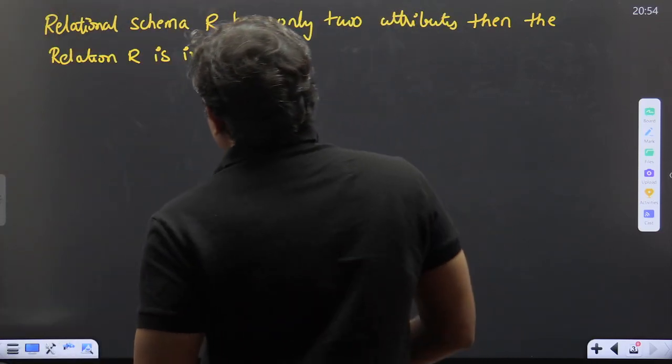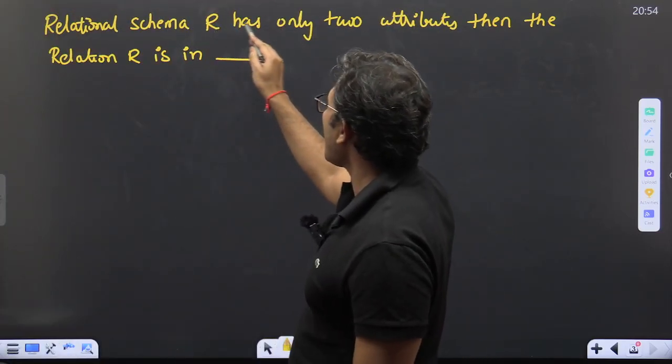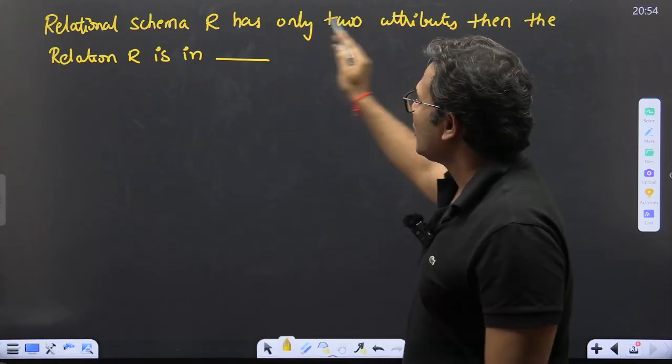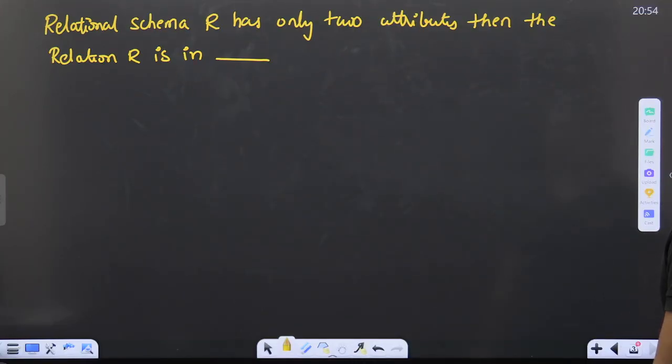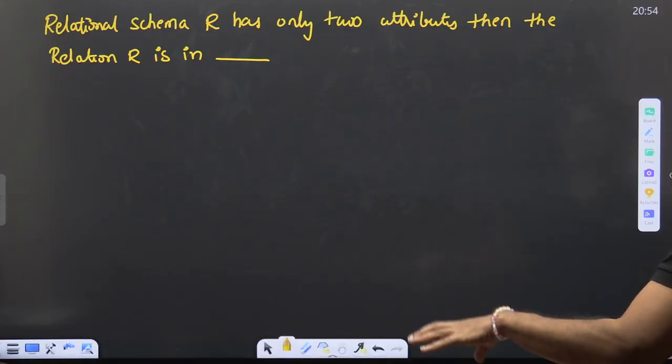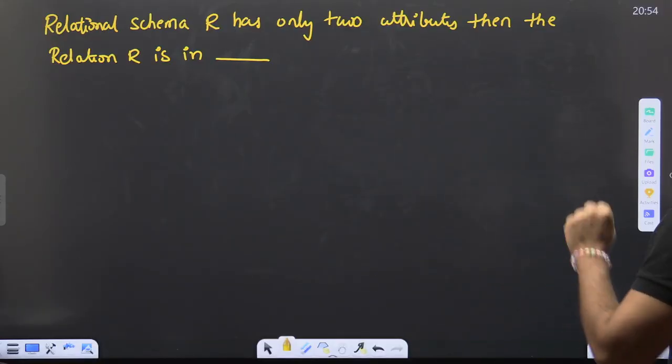Now let's look at this question. A relational schema R has only two attributes, which means there are only two attributes for relation R. Then what is the highest normal form that R is in?